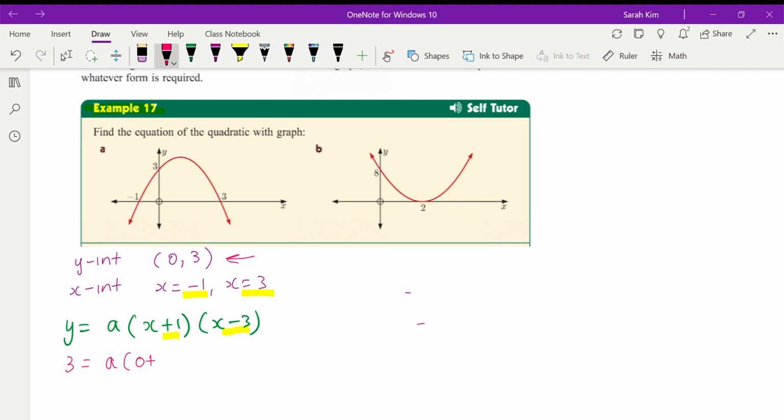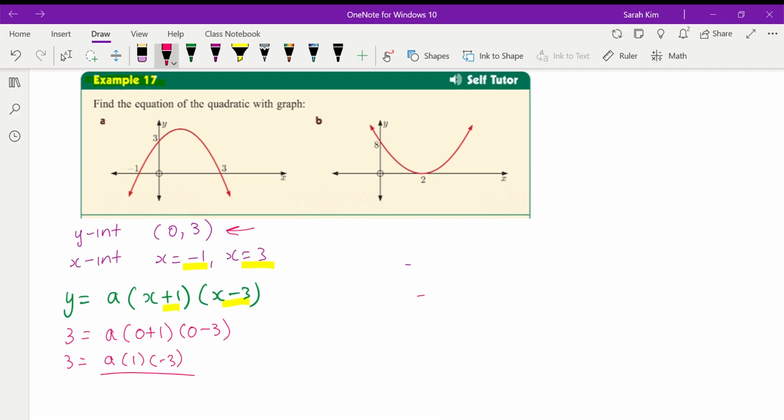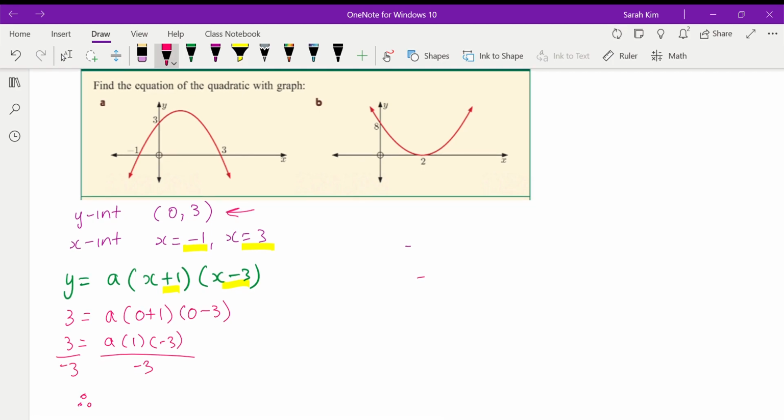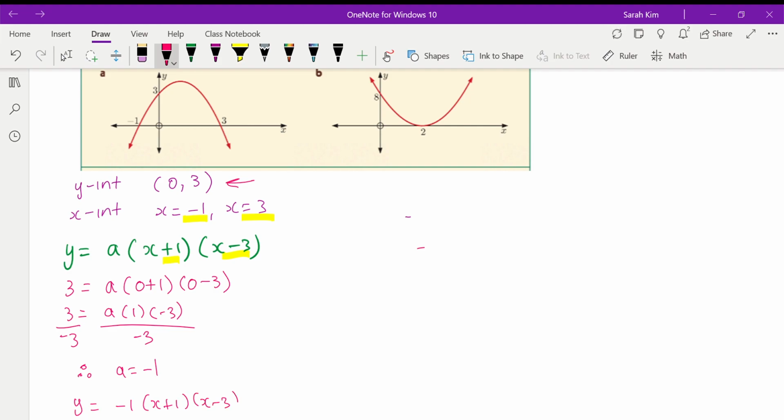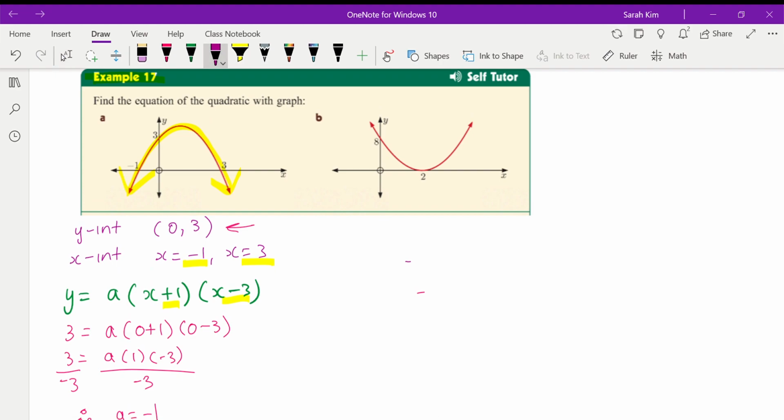So substitute when x equals 0. So it's 1 and then -3. So 1 times 3 minus 3 is -3, so I just got to get rid of that. So therefore, my a is -1. So therefore, my y equation is -1, x plus 1, x minus 3. And I know this is true because a value is smaller than 0, and when it's smaller than 0, it gives me a concave down shape, which we should know from a previous section.